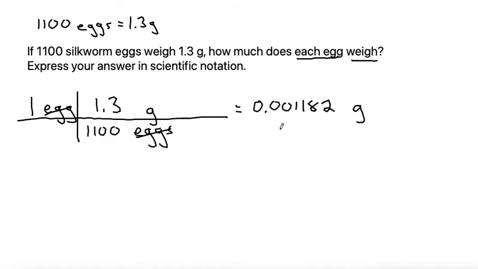To put the number into scientific notation, we need to put the decimal behind the first non-zero digit so that the number is in between 1 and 10. So if we move our decimal 1, 2, 3 places to the right, it makes 1.182. But because we moved our decimal 3 places to the right, we need to multiply that by 10 to the negative 3. Moving the decimal to the right means we're going to have a negative exponent. So now we have our number in scientific notation. We just need to round it.